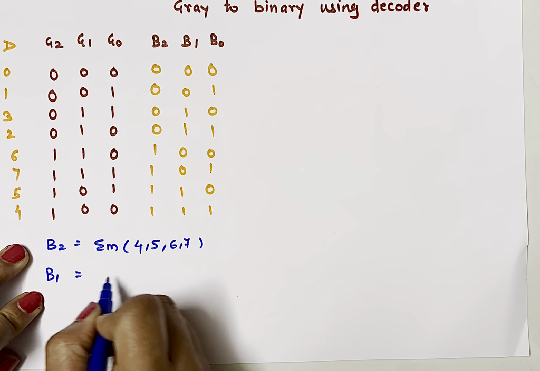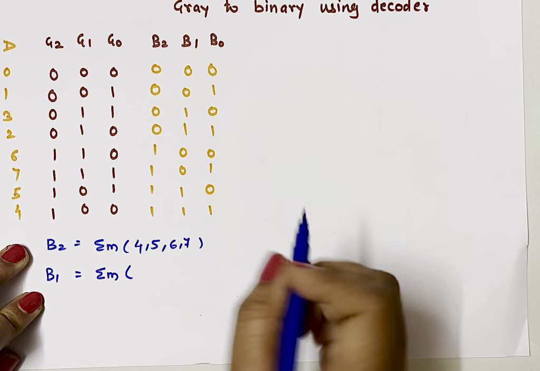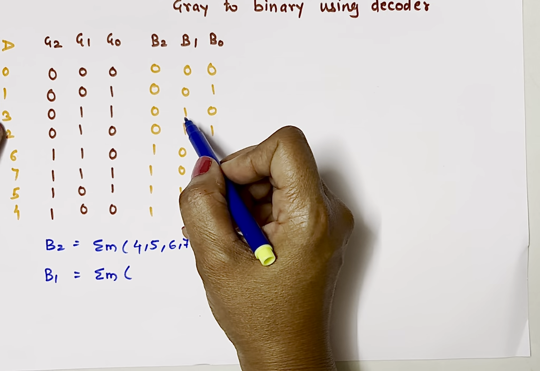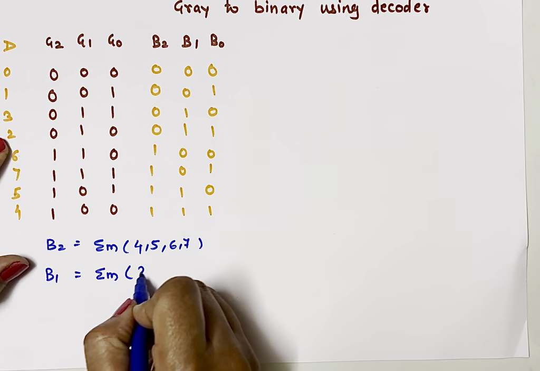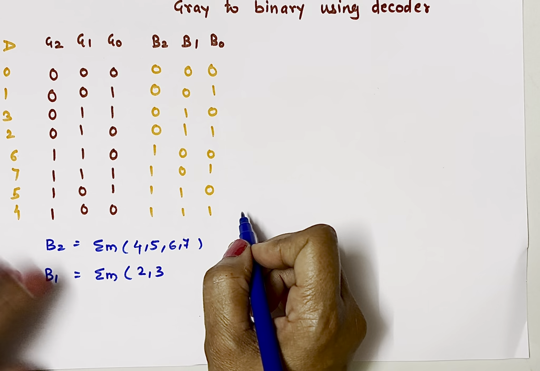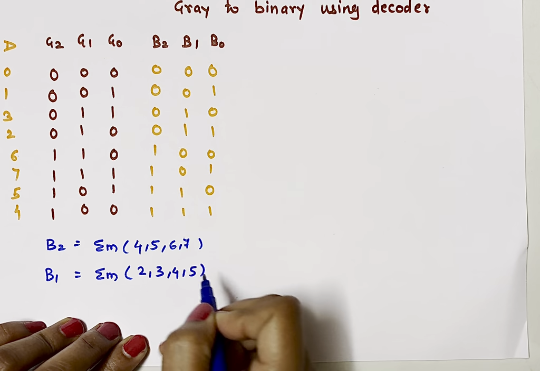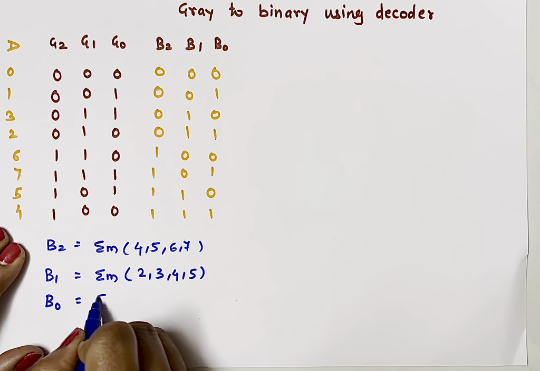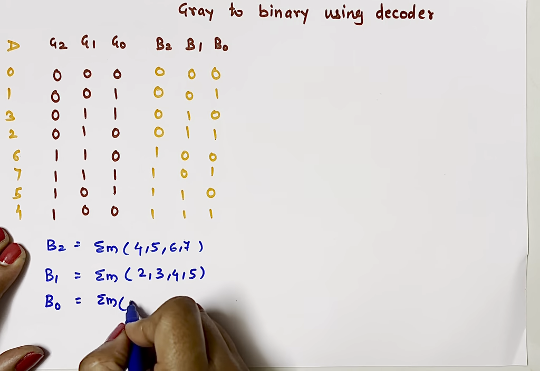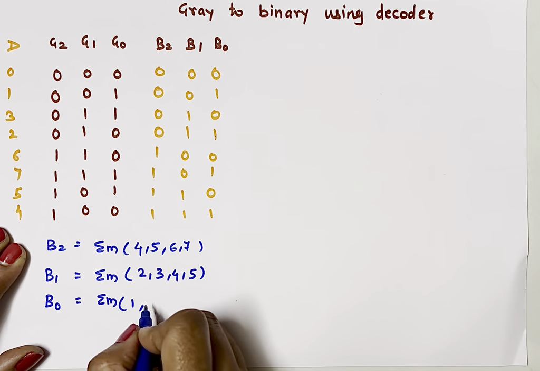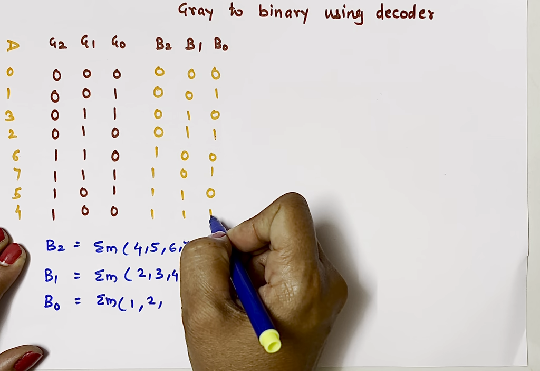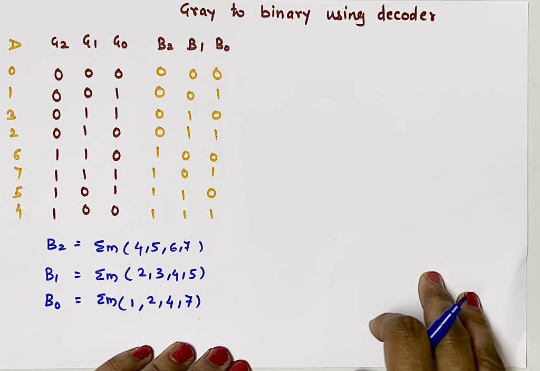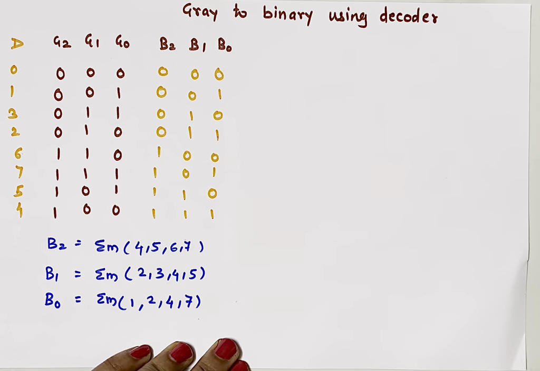For B1, it is summation of M. I am taking min terms. It means terms for which my output is 1. So here output is 1 for 3, for 2. So 2, 3 and 4 and 5. For B0, it is 1, then 2, then 7 and 4. 4 and 7. Then in same fashion, we'll draw decoder first.